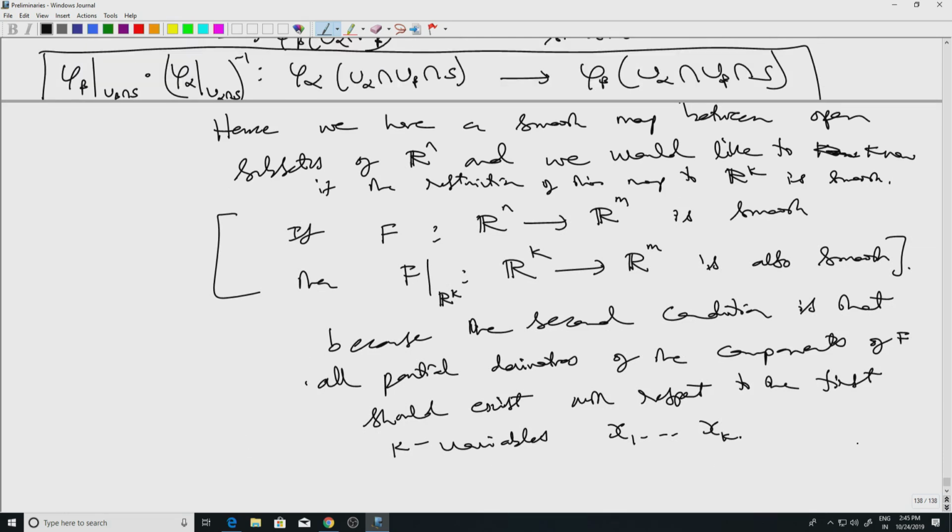All right, so let's stop here. Next I'll talk about tangent spaces to submanifolds and give a theorem by which, in a very easy way, we can come up with lots of submanifolds.